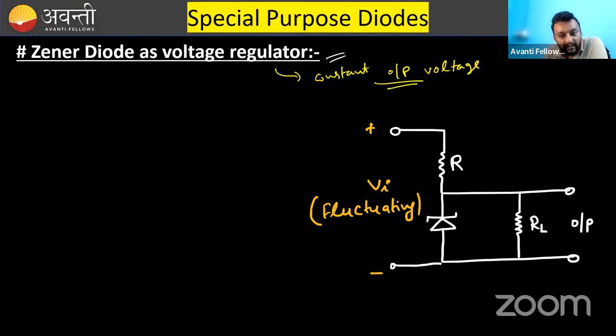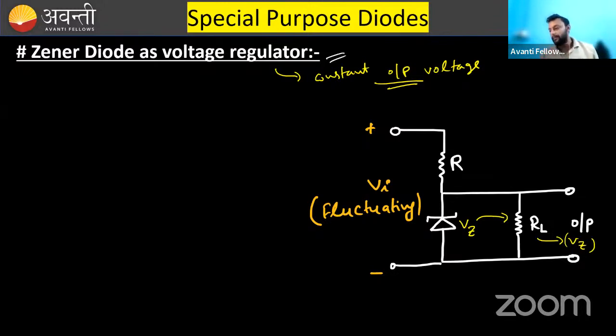So what happens here? We know that in reverse biasing mode, the potential across the Zener diode will remain constant. Whatever you do, the potential across the Zener diode will remain constant. And this load resistor is in parallel, so the potential will remain the same. That means the output across this load resistor will also be Vz.